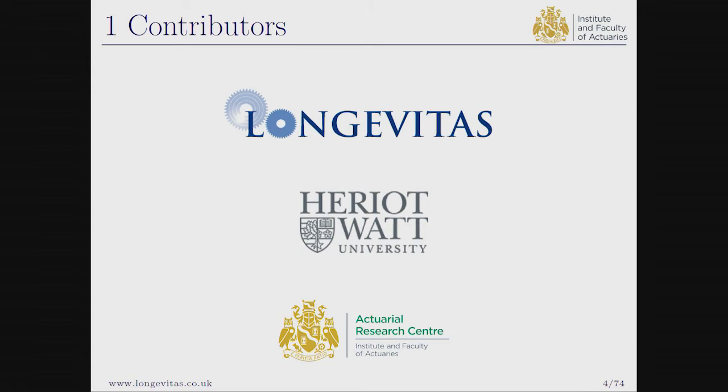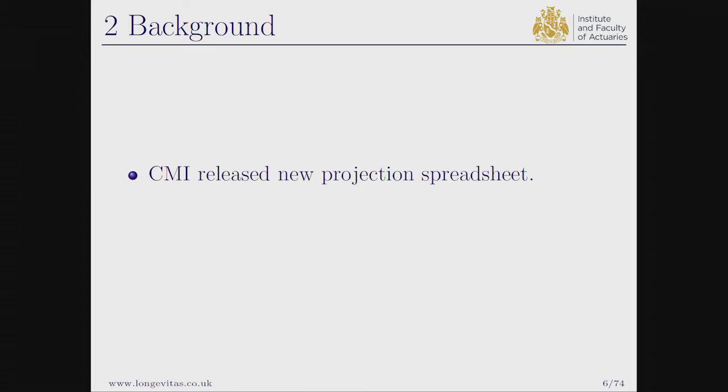So the background: the CMI released a new projection spreadsheet. It's the latest in a series of deterministic targeting spreadsheets that the CMI makes available for actuaries for use specifically with annuitant mortality. Its latest incarnation, CMI 2016, carried across much of the same ideas in the past, but one important difference is that the calibration was done using this new APCI model, which the CMI brought out in two working papers over the last few years.